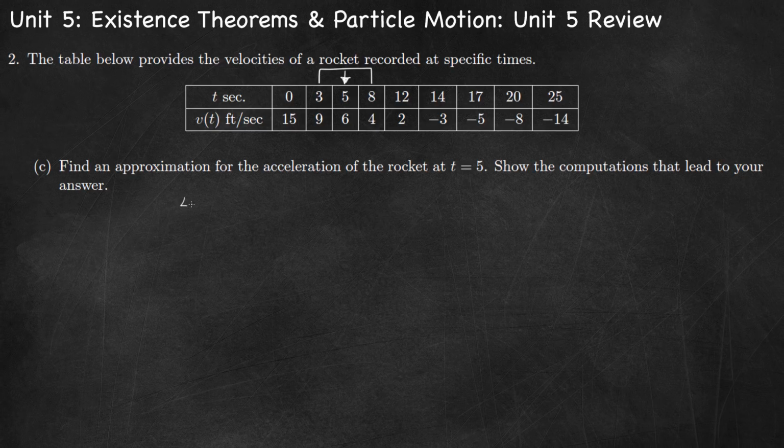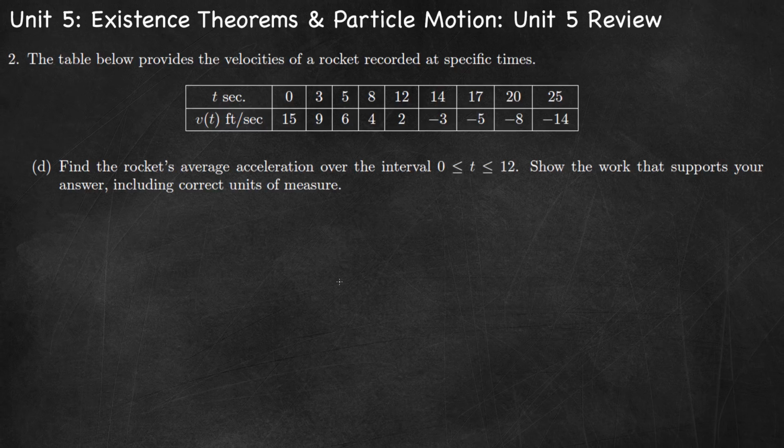So that would be 4 minus 9, I'm looking at the difference in my y values, over 8 minus 3, the difference in my x values. So negative 5 over 5, or negative 1. In my numerator, I have the change in velocity measured in feet per second. In my denominator, I have the change in time, which is measured in seconds. So we need feet per second over seconds, or feet per second squared.